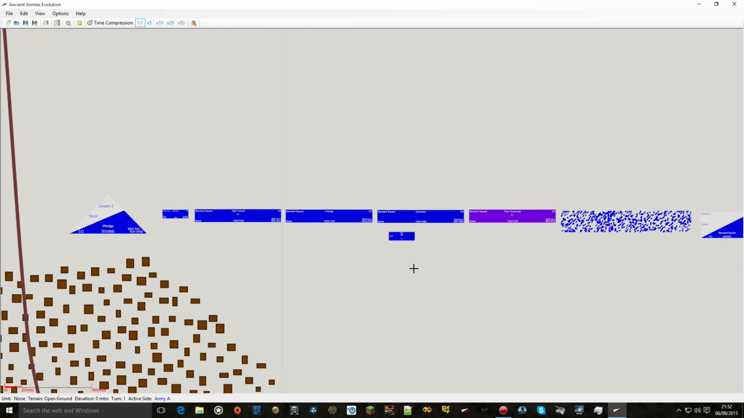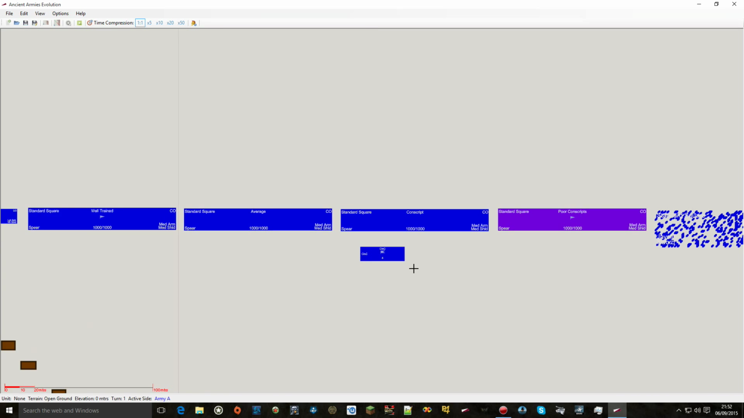Right, what we've got here, we've got a whole bunch of units that are all pretty much identical except for their training. Now, we have a well-trained unit, an averagely trained unit, and a conscript unit. On the right, the purple one, they're allies. So basically, these allies have lent this army some troops to bolster up the line. Unfortunately, these particular allies aren't that good, not even in terms of conscripts.